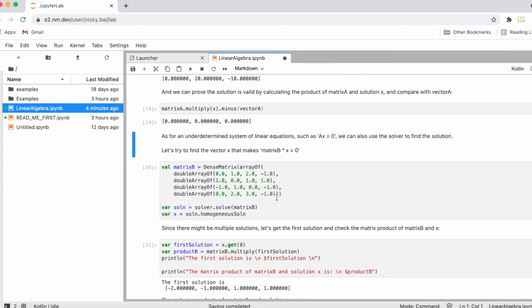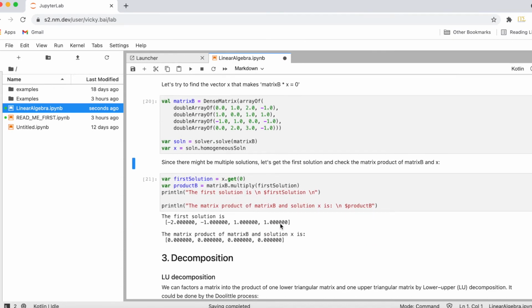As for an underdetermined system of linear equations such as Ax equals 0, we can also use the solver to find the solution. Let's try to find the vector x that makes matrix B multiplied by x equals 0. Since there might be multiple solutions, let's get the first solution and check the matrix product of matrix B and x.